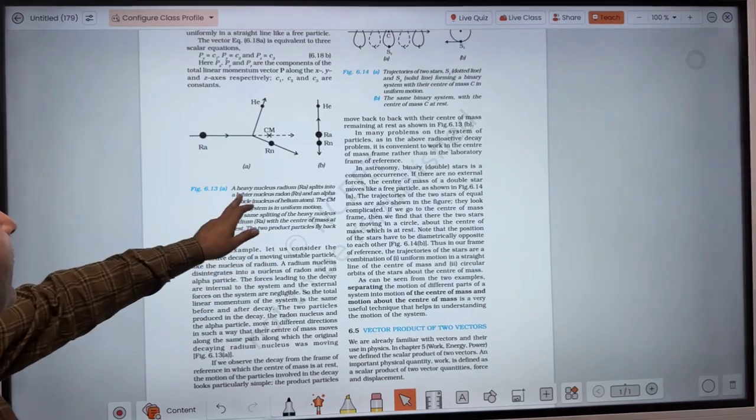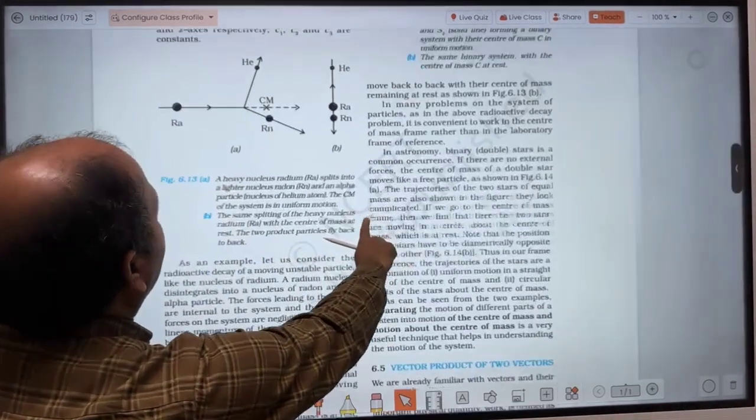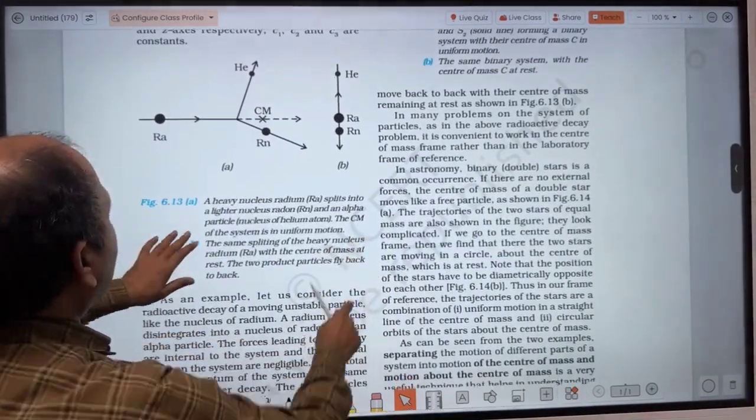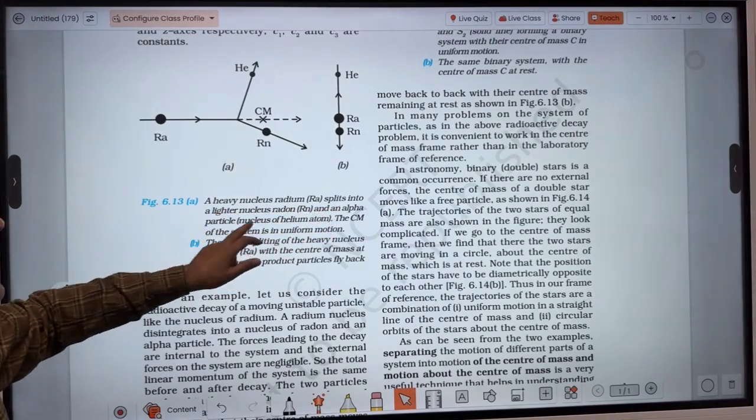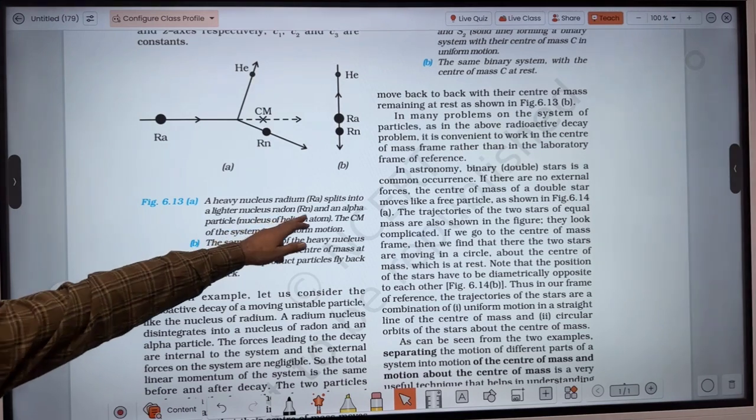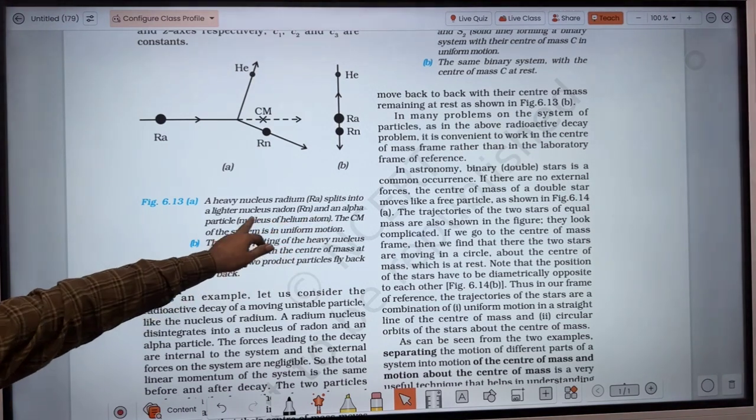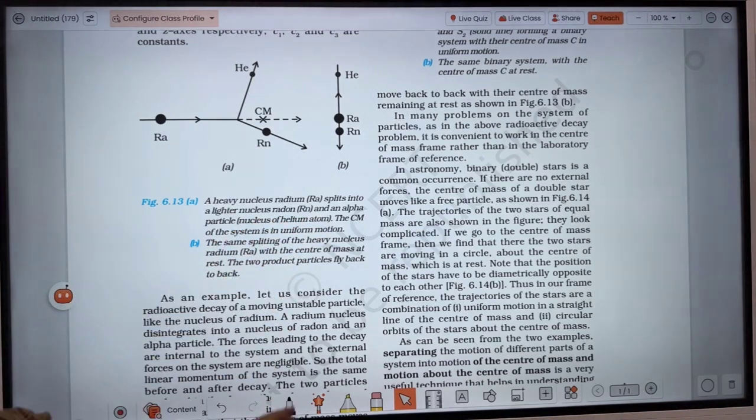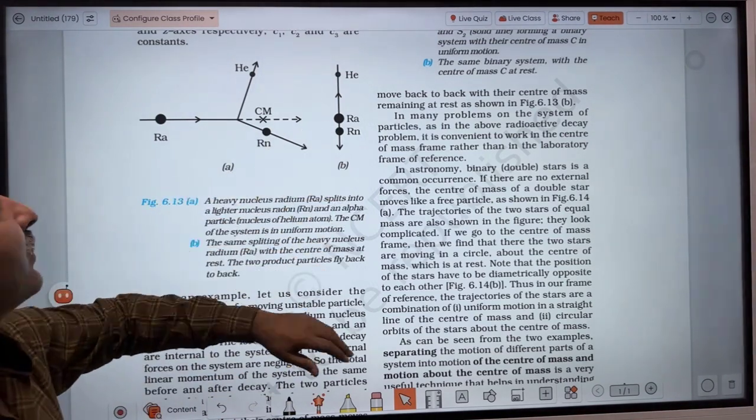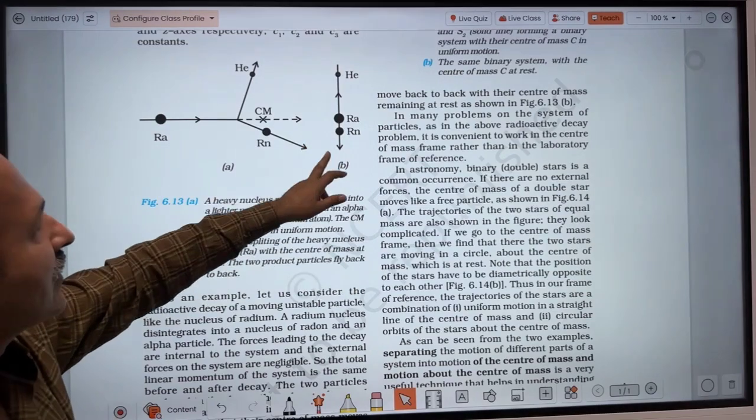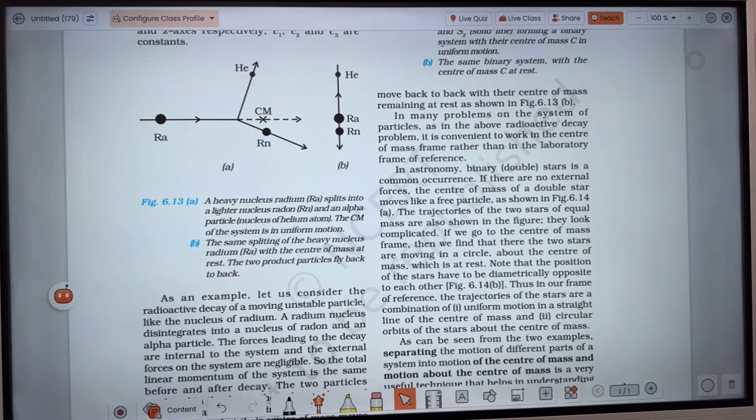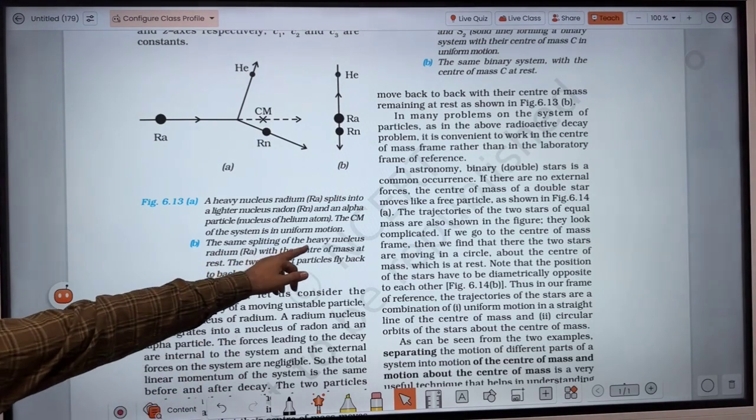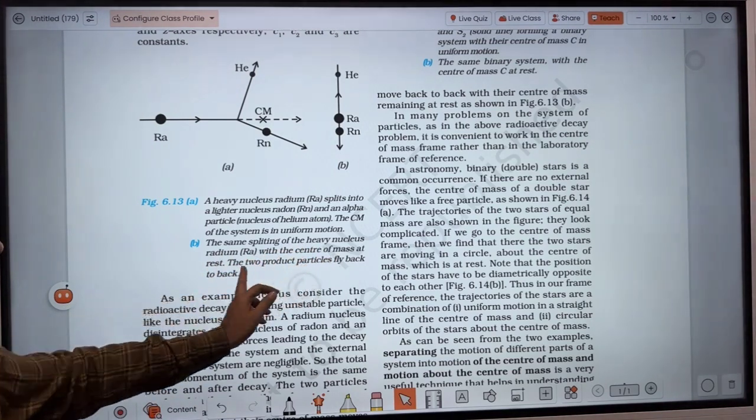Now here, if you read what is given, you will notice the same thing as I told you: a heavy nucleus radium splits into a lighter nucleus radon and an alpha particle, the nucleus of a helium atom. The center of mass of the system is in uniform motion. Second, what do you observe here? Radon is going in this direction and radium was going in this direction. So again the same splitting of the heavy nucleus radium, with the center of mass at rest.